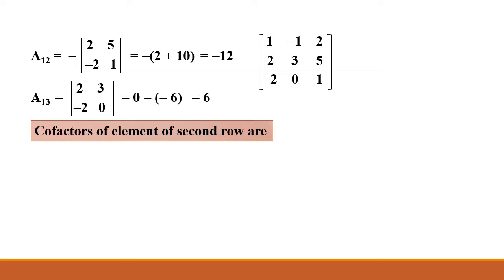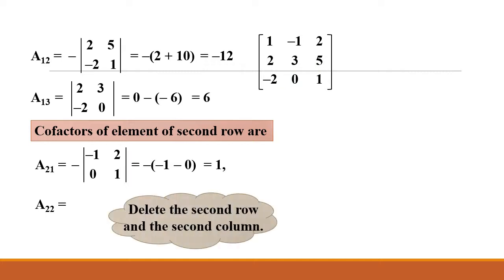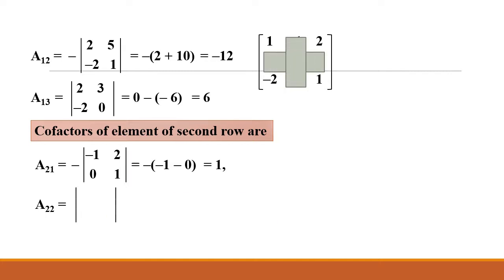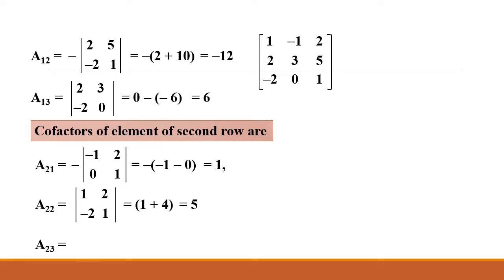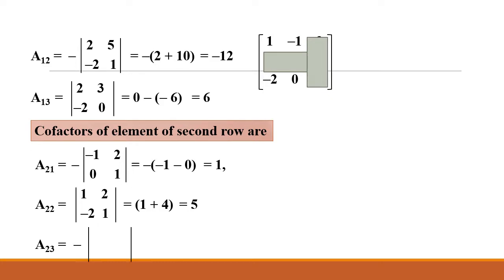Next, cofactors of elements of the second row, A21. So 2 plus 1 is an odd number, so we get a negative sign into the determinant [-1, 2; 0, 1], and we get minus 1 times 1... which gives plus 1. A22, again 2 plus 2 is even, so positive sign into the determinant [1, 2; -2, 1], which equals 1 plus 4, equal to 5. A23, 2 plus 3 is odd, so negative sign into the determinant [1, -1; -2, 0], which is equal to plus 2.